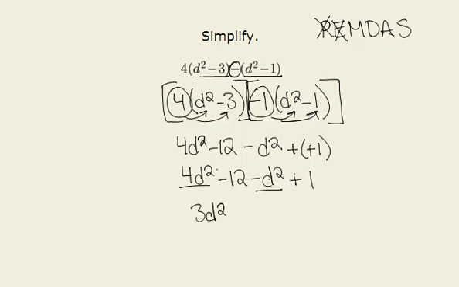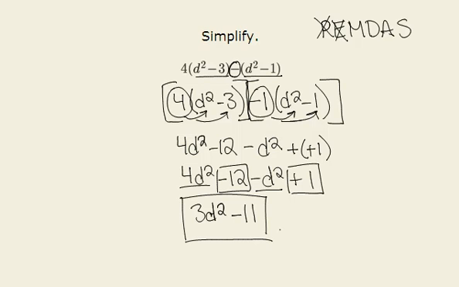And then these two are alike because they have no variable. So we have negative 12 plus 1. It gives us negative 11. We can combine no further because these terms are not alike. So our final answer is 3d squared minus 11.